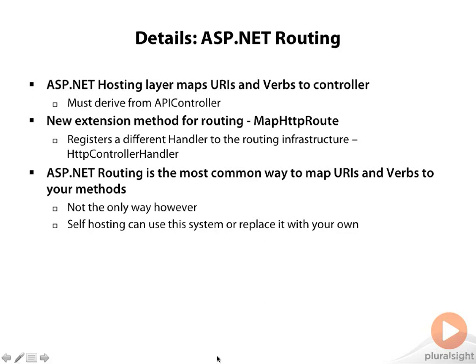Okay, so let's talk a little bit more about how the ASP.NET Web API works. As I mentioned earlier, one of the key parts of ASP.NET that the Web API takes advantage of is ASP.NET routing. What ASP.NET routing does is map incoming URIs and verbs to a class that you create, and specifically to a method on a class that you create. This class is known as the controller.